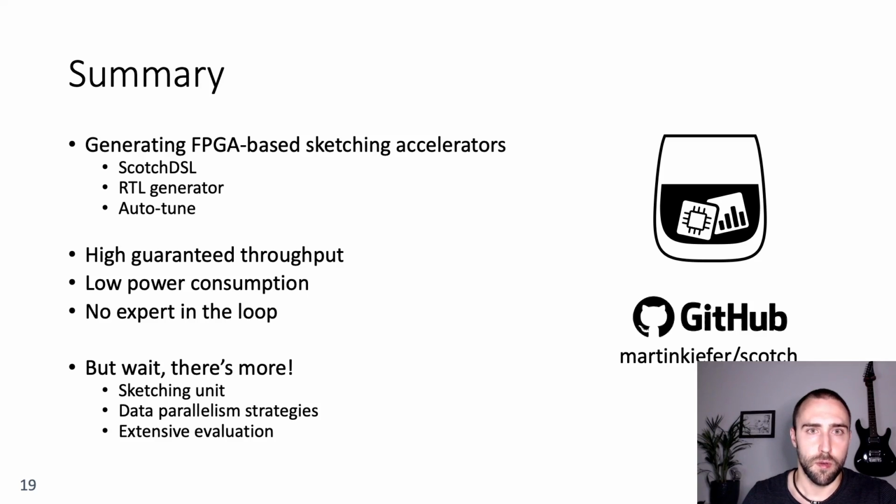To summarize, Scotch is a system to generate FPGA-based sketching accelerators. It mainly consists of 3 components, which are Scotch DSL, the RTL generator, and the autotune algorithm. What you get from using Scotch is high guaranteed throughput at low power consumption, which one would expect from an FPGA accelerator. But we can get all of that without an FPGA expert in the loop. Scotch is publicly available on GitHub, and if you're interested in further details on Scotch, there are plenty in the paper. In particular, there are details on the sketching unit, data parallelism, as well as an extensive evaluation.